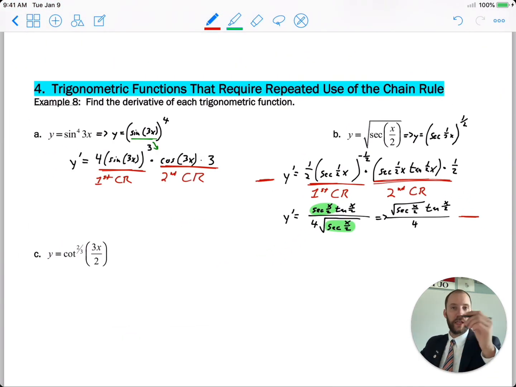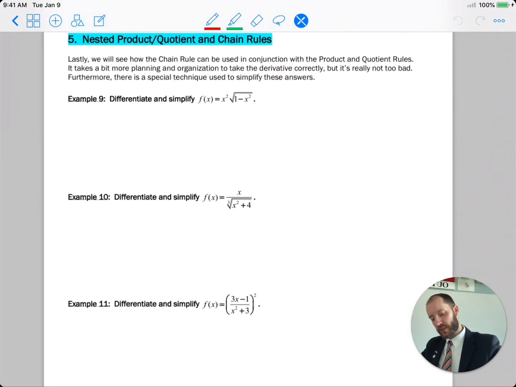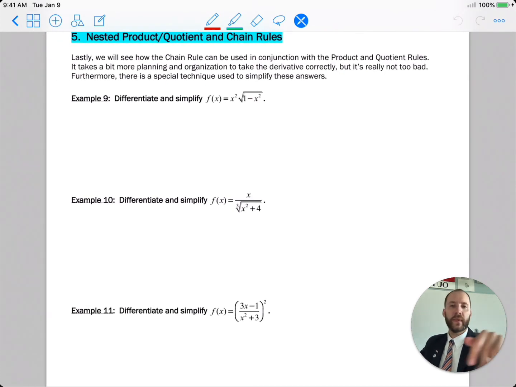Example C, take a look at that. Check my completed notes online. And then let's look over here. Examples 9, 10, 11. Very complicated chain rule problems. I say complicated because, as always, there's multiple rules to use. Each of these requires chain rule at some point.